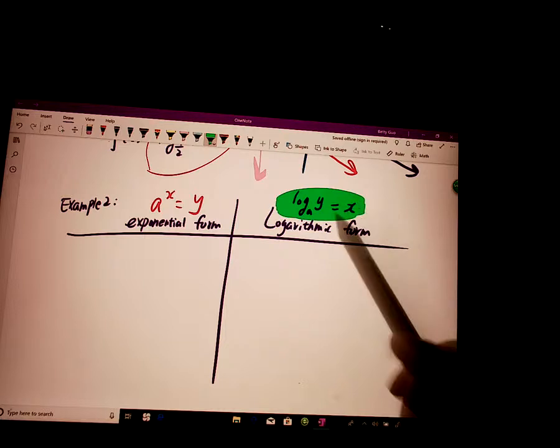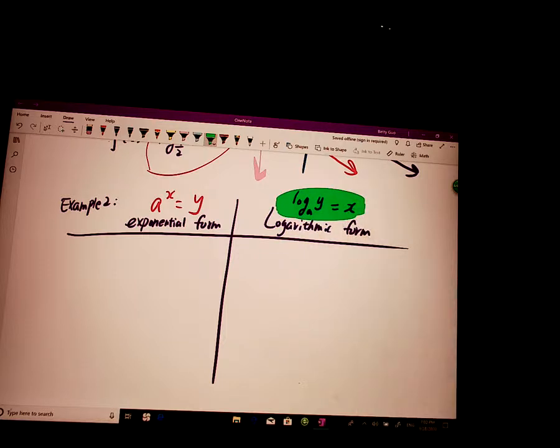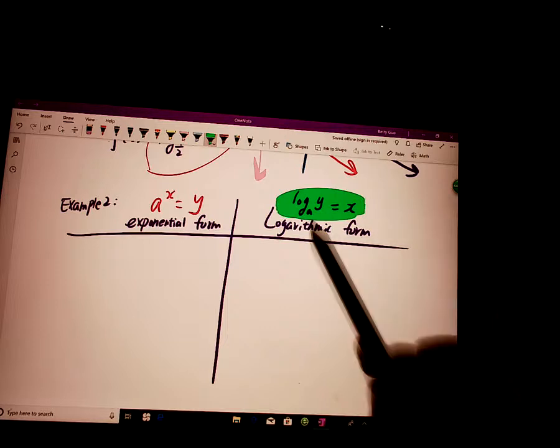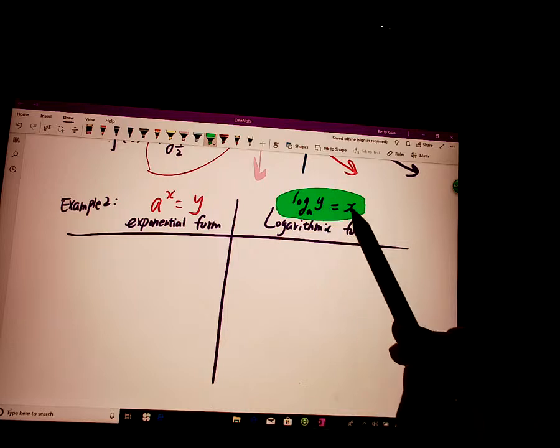We have three parts in this function. We need to know the names for the three parts. Very basic and important. A is the base, okay? A is the base. That's the first part. Y here is the anti-logarithm. X here is called the logarithm.